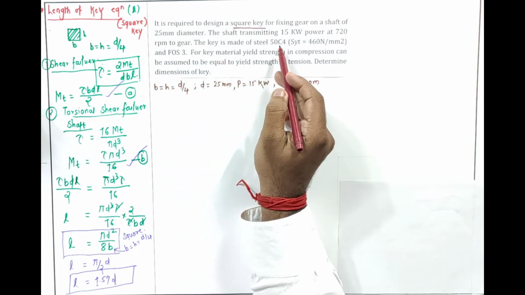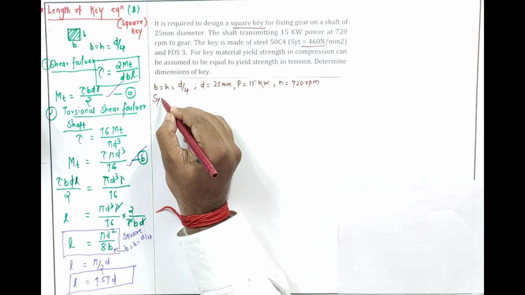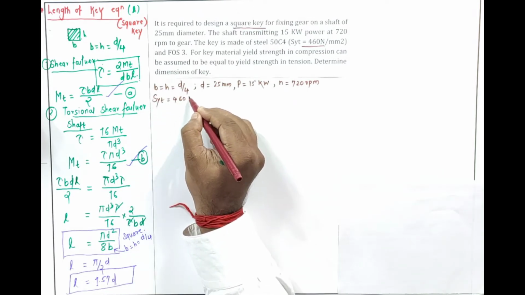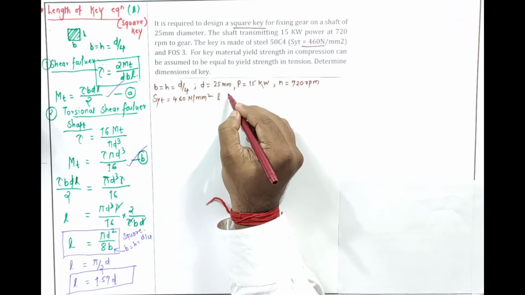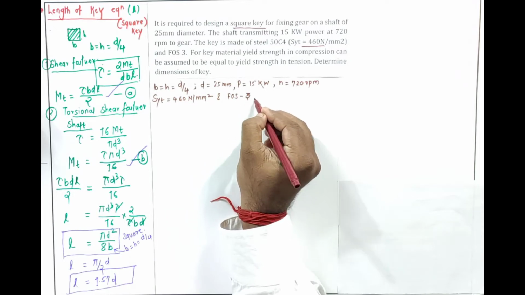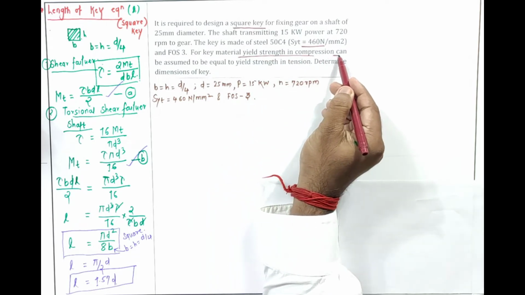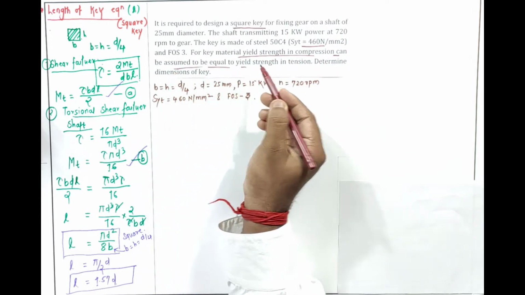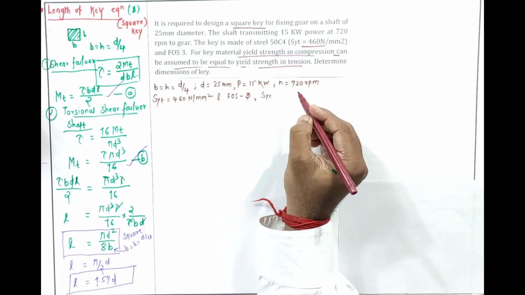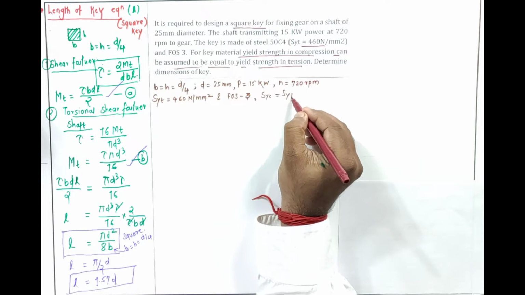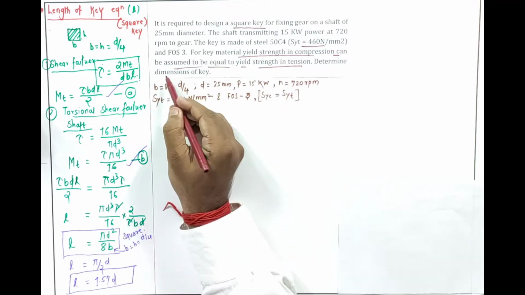The keys are made of steel having yield strength SYT 460 Newton per mm square, and factor of safety FOS 3. For key material, yield strength in compression can be assumed to equal yield strength in tension. So I'll write SYC, yield strength in compression, is equal to SYT, yield strength in tension. This will be the condition I'll explain. Determine dimensions of the key.